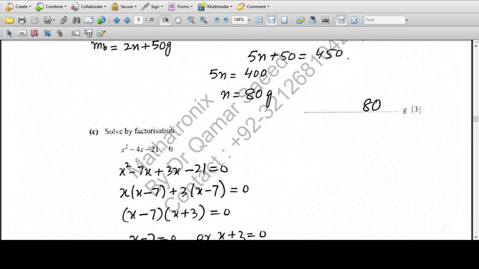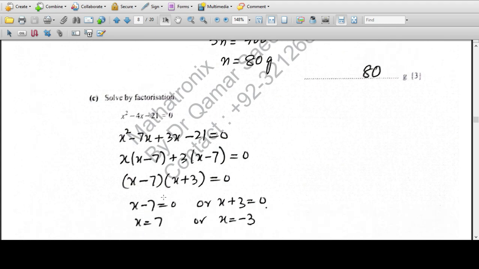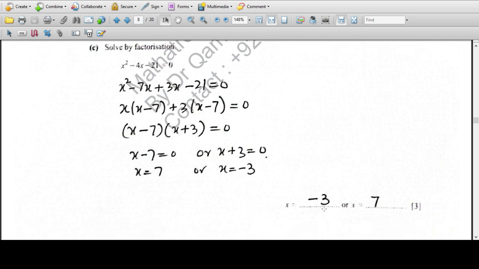So break the middle term, minus 7x plus 3x, and take the x common here, x minus 7, 3 here, and x minus 7. So x minus 7, x plus 3 is equal to 0. So x minus 7 is equal to 0, x is equal to 7, or x plus 3 is equal to 0 means x is equal to minus 3. So the value of x is minus 3 or 7.